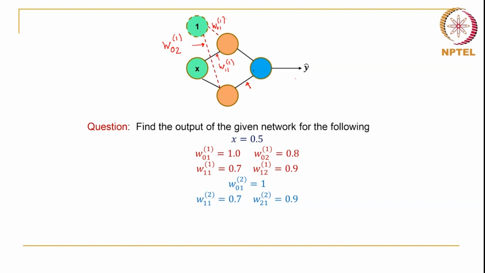Sorry, it will be W2. W2 superscript 1. Why 3? Not 3. W2, either 1 or 0. I don't know. We will call it 1. Okay.